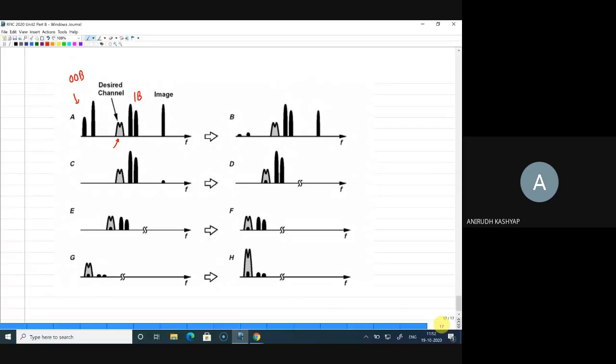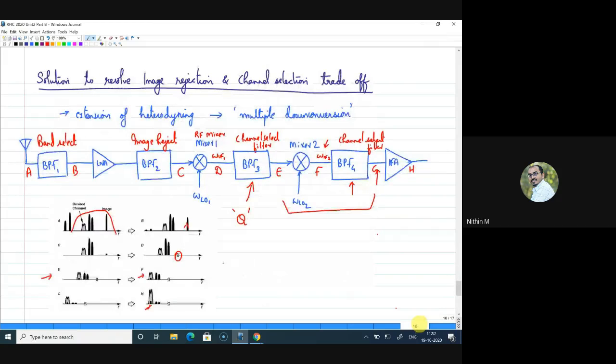So actually, my question is that since we're employing two mixers here, is it possible that there can be more than one image, right? Yes, your question is very good. Yes, we will deal with that.